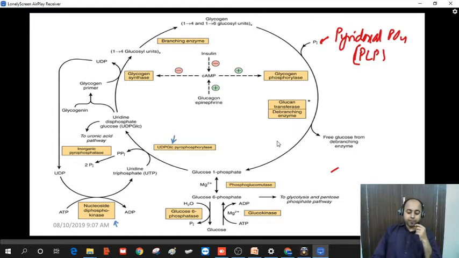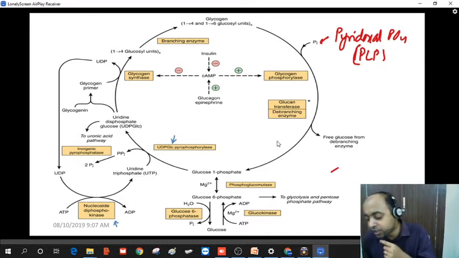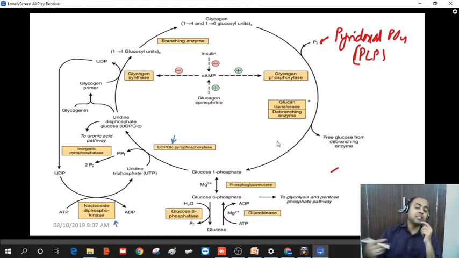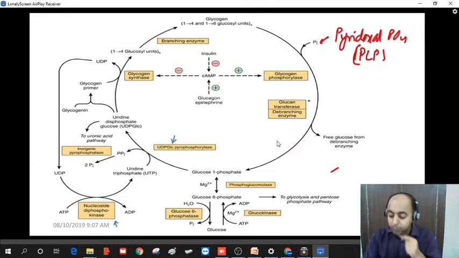Okay, so now, the rate limiting enzyme for glycogenesis is not defined. Rate limiting enzyme for glycogen synthesis is not defined. Reason being, we only have two enzymes in this whole picture: the glycogen synthase and the branching enzyme. So if you talk about glycogen synthesis, effectively there is only one enzyme, that is the glycogen synthase, because the branching enzyme will act when the glycogen chain has been elongated. So for glycogenesis, we don't have a rate limiting enzyme because the critical enzyme is only one, glycogen synthase.